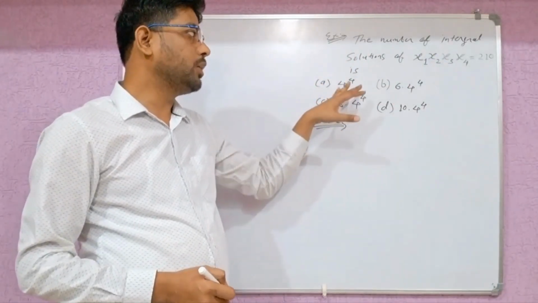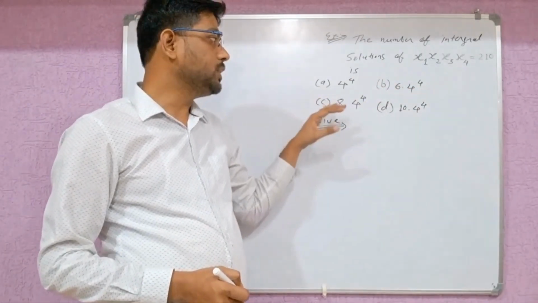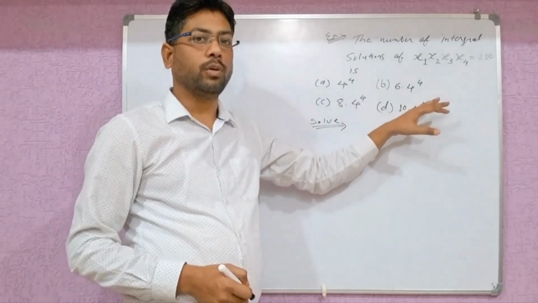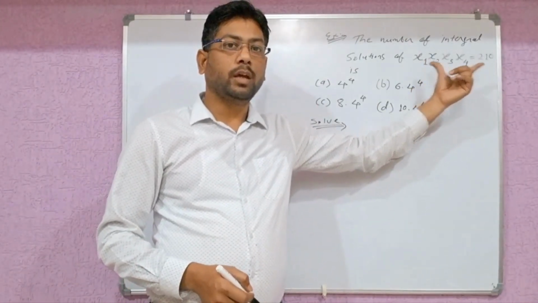Option A is 4 raised to power 4, option B is 6 into 4 raised to power 4, option C is 8 into 4 raised to power 4, and option D is 10 into 4 raised to power 4. So we have to find out the integral solutions of this given equation.